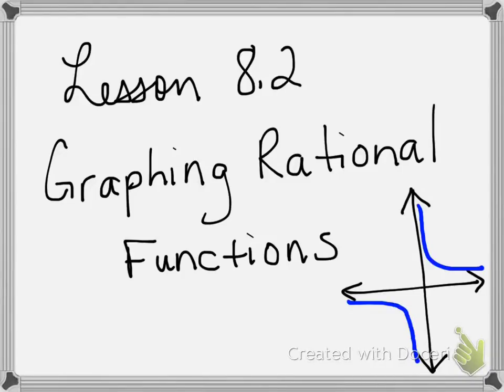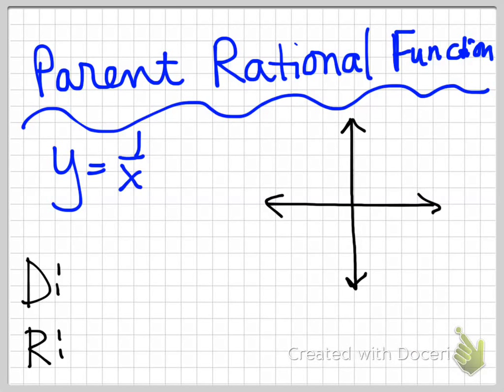This is lesson 8.2, graphing rational functions. A rational function looks like this graph, where you have kind of a lazy L in two separate corners, and they are kind of mirrors of each other in opposing corners of the coordinate plane. So today we're going to talk about graphing these rational functions.